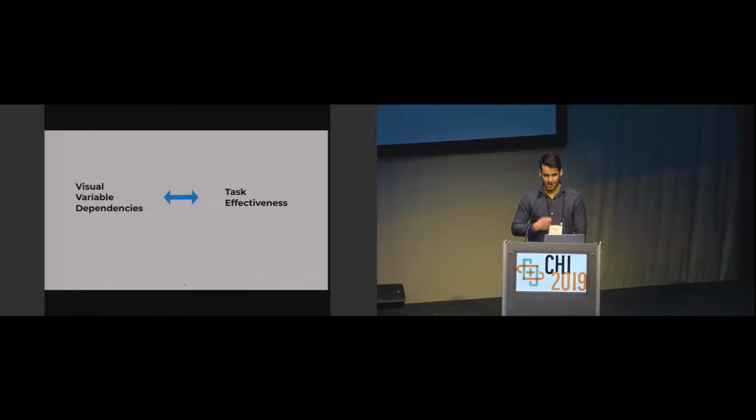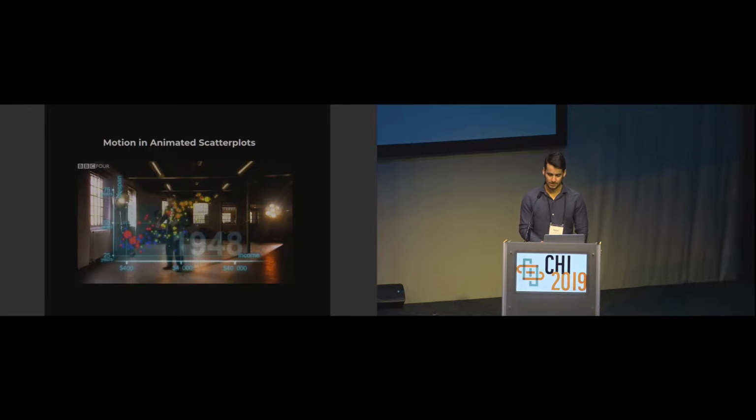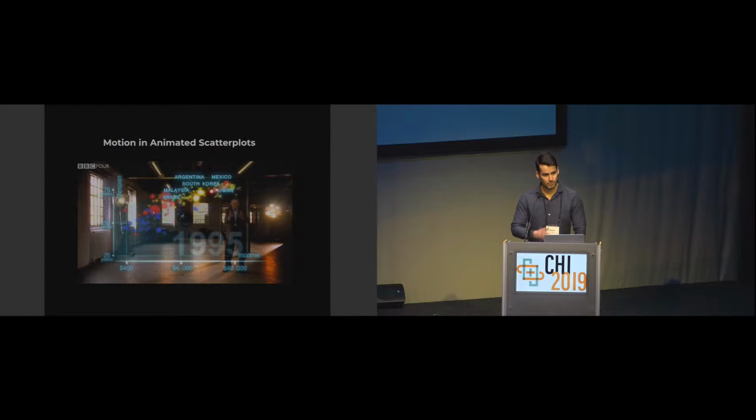So these kinds of interactions between visual channels and how they impact task effectiveness is the topic of our paper. In particular, we focus on motion in animated scatterplots. The animated scatterplot is a great plot to study this kind of effect because it can hold many variables. And the more variables, the more opportunities for interference between the visual channels.